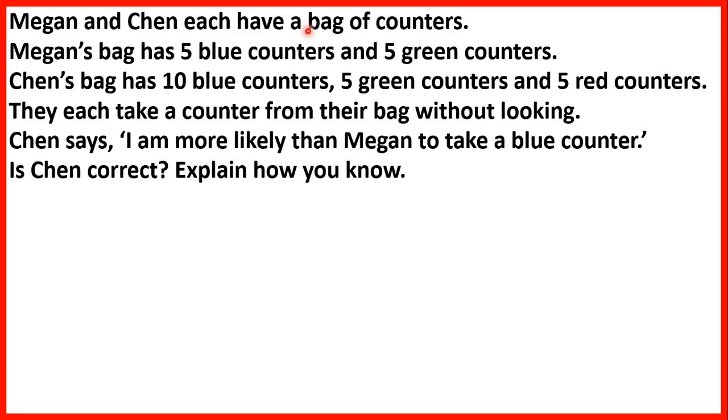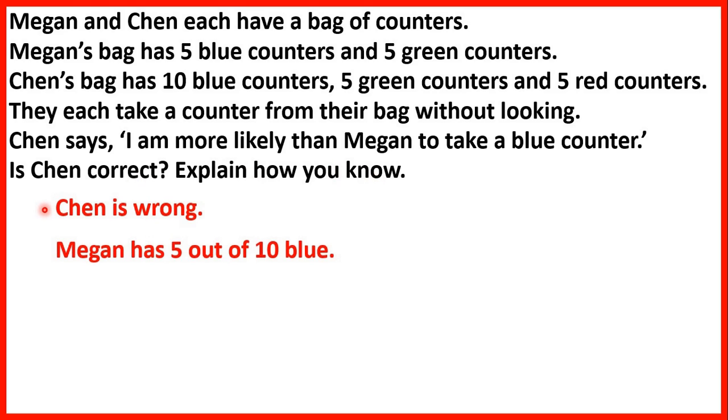Megan and Chen each have a bag of counters. Megan's bag has 5 blue counters and 5 green counters. Chen's bag has 10 blue counters, 5 green counters, and 5 red counters. They each take a counter from their bag without looking. Chen says, "I am more likely than Megan to take a blue counter. Is Chen correct? Explain how you know."